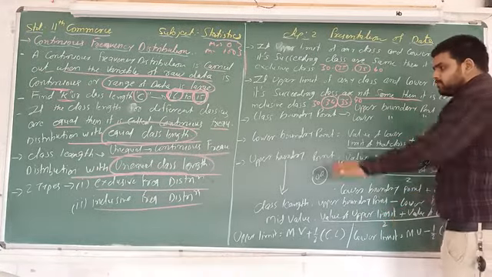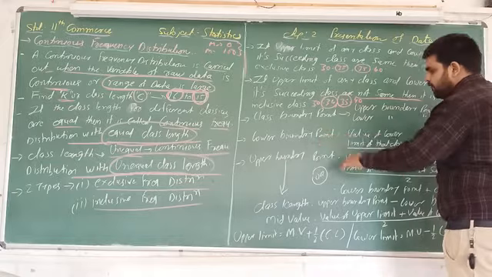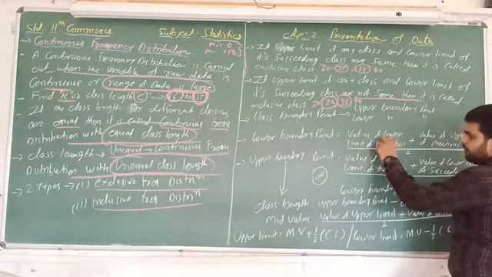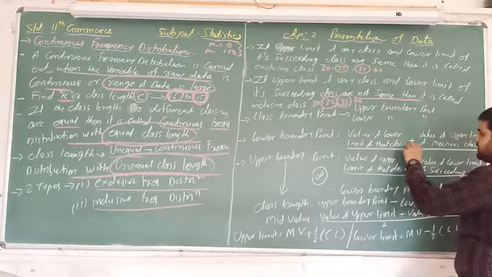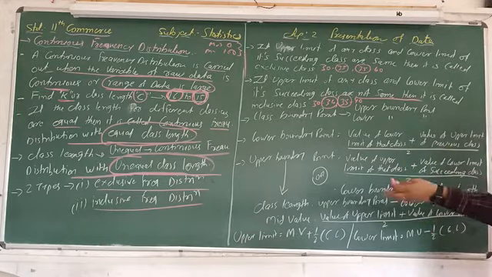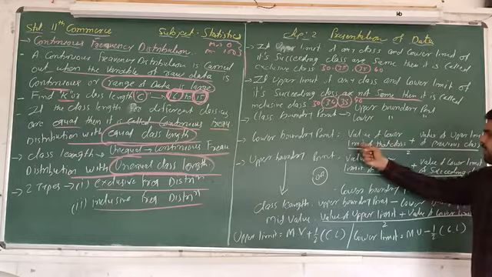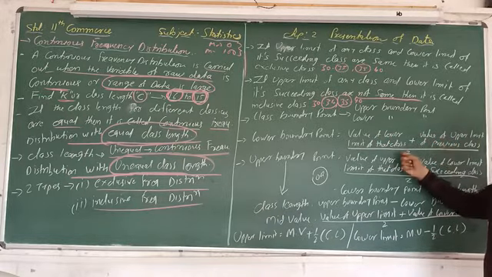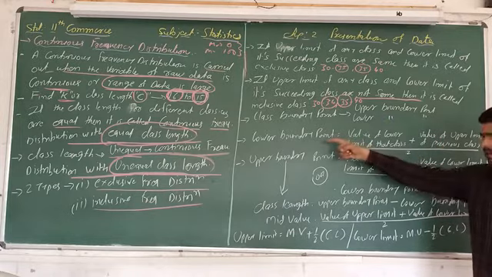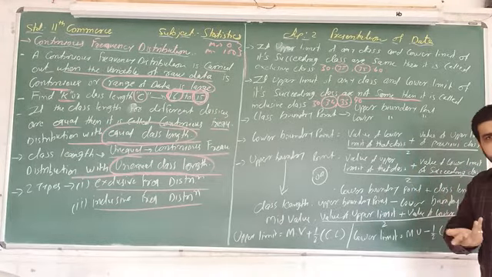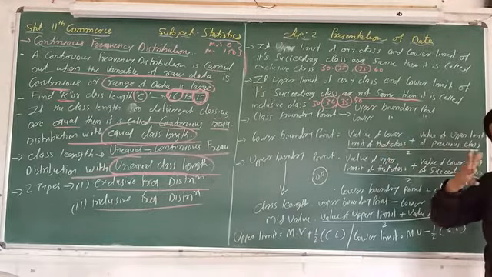First of all, the lower boundary point. What is the formula? The value of the lower limit of that class plus the value of the upper limit of the previous class, divided by 2. Once again, the lower limit of that class plus the upper limit of the previous class divided by 2. With the help of an example, it will be easy to understand as well as calculate, so this is the formula we have to remember.